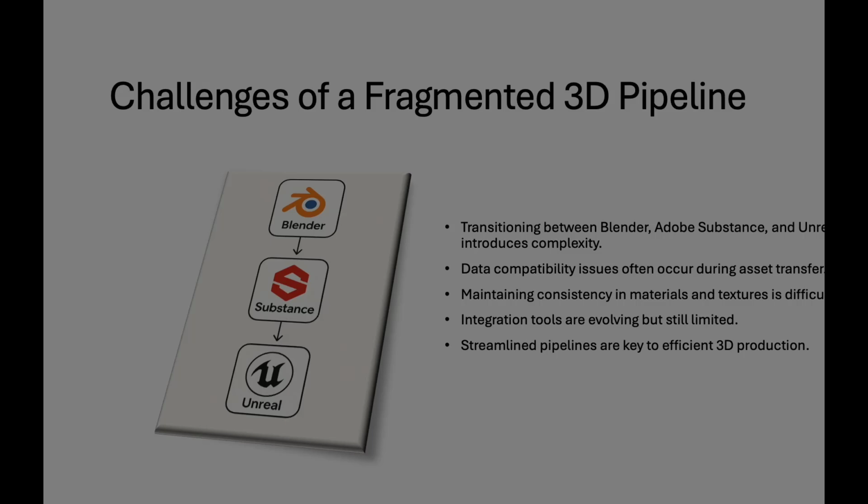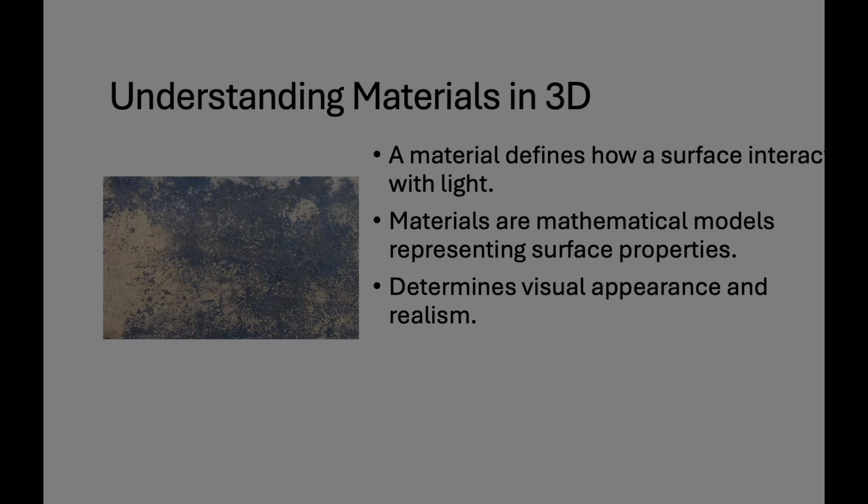Here is that we're going to go from Blender, which exports the geometry file. We're going to go from scratch into Substance Painter, and we need to put it in Unreal. Now, just a little bit of history. Transitioning between those introduces complexity. You have data compatibility issues. Integration tools are evolving, but still limited. And whatever tool bag you have, mastering the streamlining is the key to your efficiency.